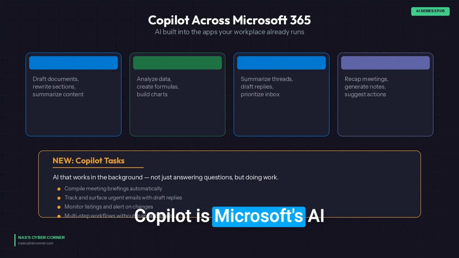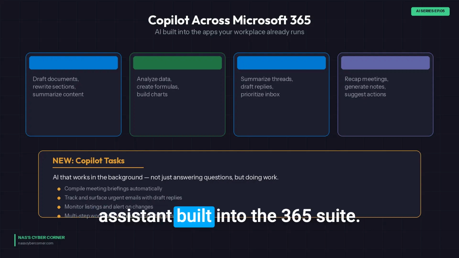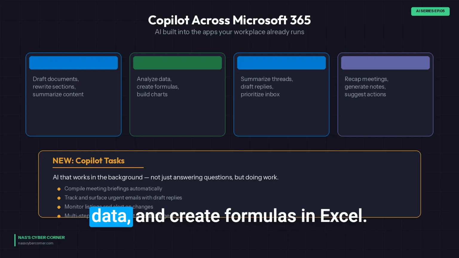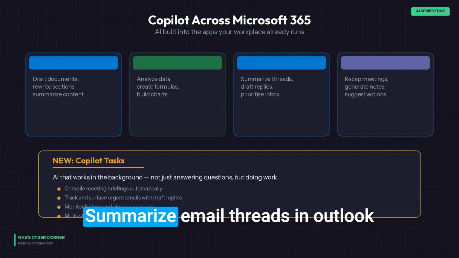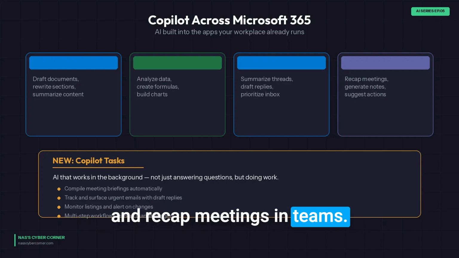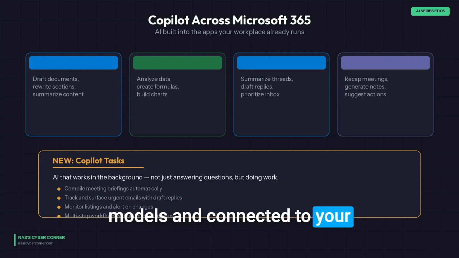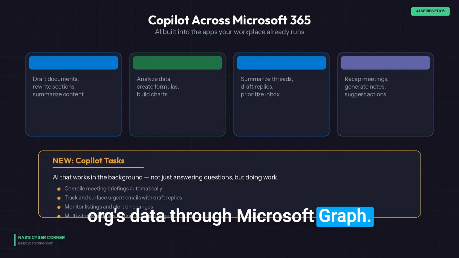Copilot is Microsoft's AI assistant built into the 365 suite. It can draft documents in Word, analyze data and create formulas in Excel, summarize email threads in Outlook, and recap meetings in Teams. It's powered by large language models and connected to your org's data through Microsoft Graph.